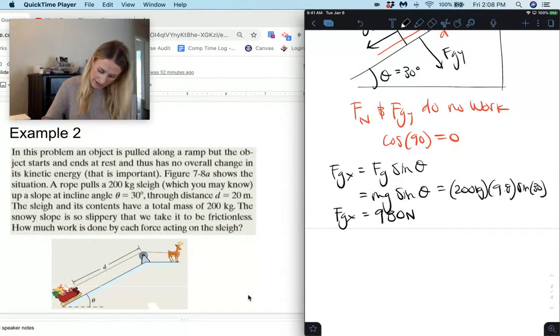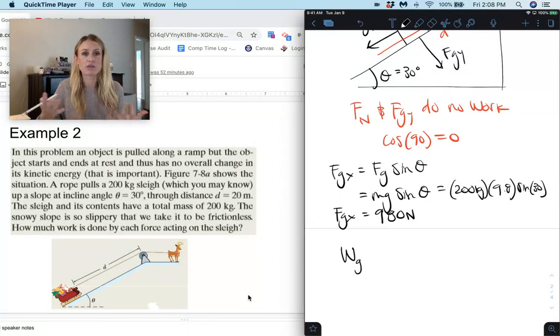And then in order to find the work done by that force of gravity in the x direction, and really this is the work done by the force of gravity, we know the y direction force of gravity doesn't do any work, but that doesn't mean that the force of gravity doesn't do any work, okay?